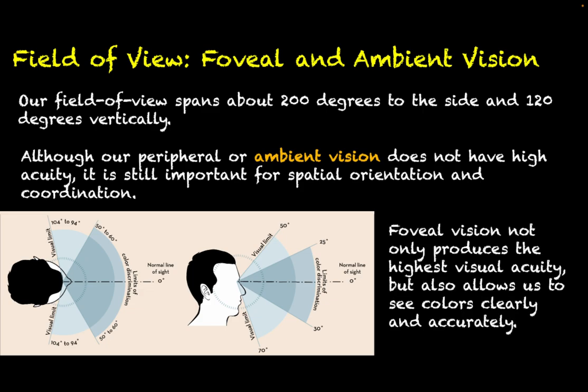So foveal vision not only produces the highest visual acuity, but it also allows us to see colors clearly and accurately. But as I just said, one of the limitations of foveal or central vision is that it makes seeing moving objects a little bit hard.